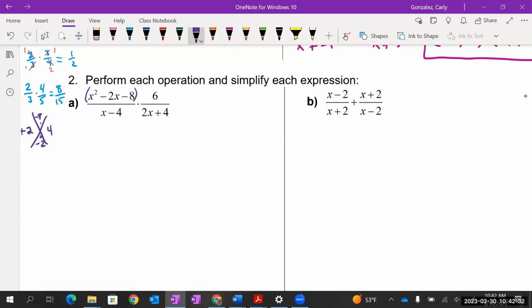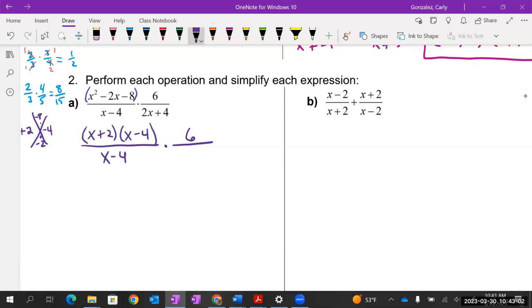+2 and -4. Because 2 times -4 is -8, and 2 plus -4 is -2. So our numerator will now be factored into x plus 2 and x minus 4. Now our original denominator is just an x minus 4, so we'll just leave that. And the next rational expression, 6, we'll leave alone.